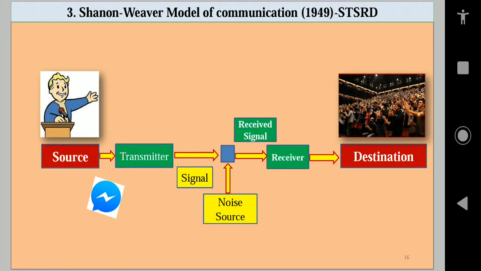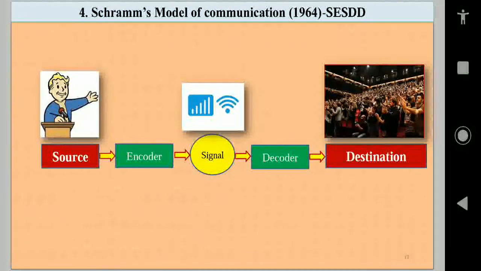Next come to the fourth one, your Schramm model of communication. What is this Schramm model of communication? We'll read. The Schramm model of communication was developed in 1964 by Schramm, and its short form is SCSDD. The Schramm model of communication includes 5 ingredients, that is your source, encoder, signal, decoder, and destination. This model is particularly relevant for the mass media.